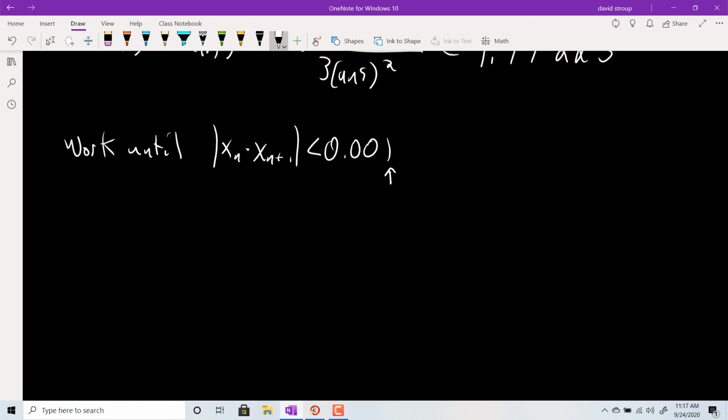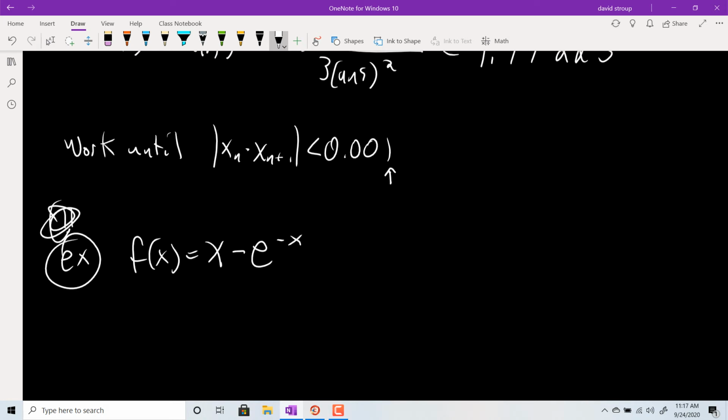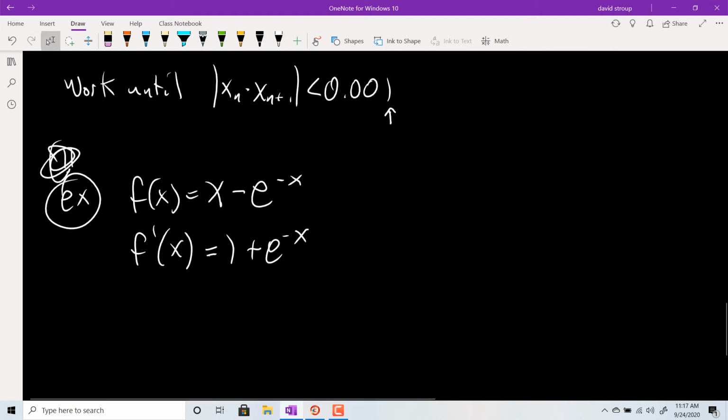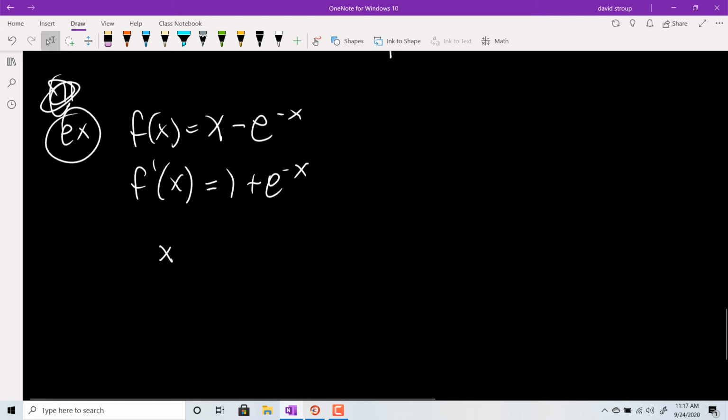Okay, so let's take a look. This is number 11. Well, it used to be number 11. We'll just say it's an example. They give us f of x equals x minus e to the negative x, and then we're going to need the derivative. F prime of x is 1 minus e to the negative x times negative 1, which will be plus e to the negative x. Okay. I need an approximation for x1.